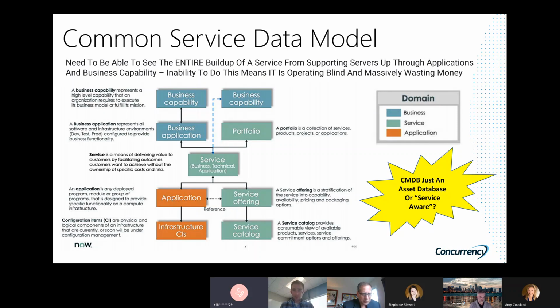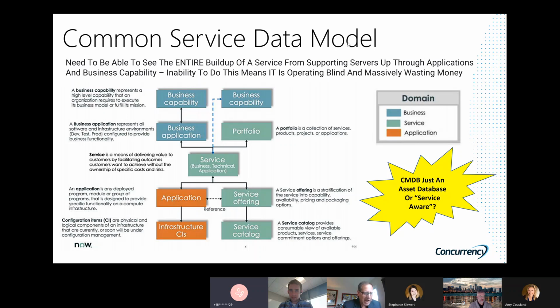So this is really a way to, it's a data model that you put on top of your CMDB. And where this came from is ServiceNow recognized that a lot of IT organizations were implementing CMDBs, but they were implementing them like asset databases. So here I have a server, here I have a network line, here I have a router, et cetera, et cetera. And this is the way to make your CMDB more service aware.